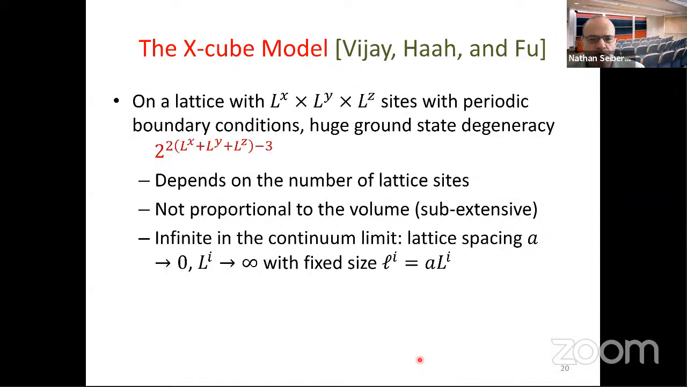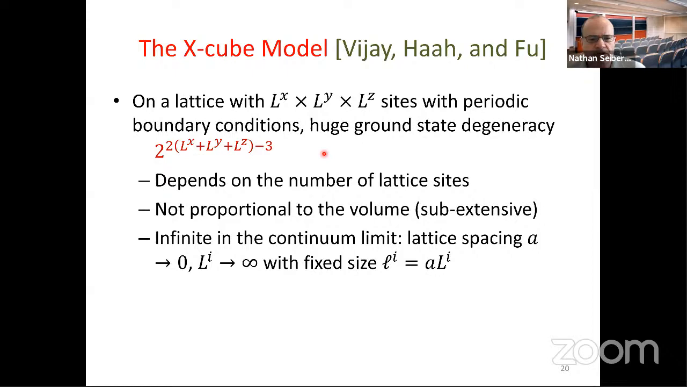And the conclusions were the following. Every one of them is surprising. If you formulate the problem on the lattice with Lx sites in the X direction, Ly sites in the Y direction, Lz sites in the Z direction with periodic boundary condition, you find that there is a huge ground state degeneracy. The number of ground states is 2 to a power that grows linearly in the length. This formula is shocking. It's shocking for several different reasons.